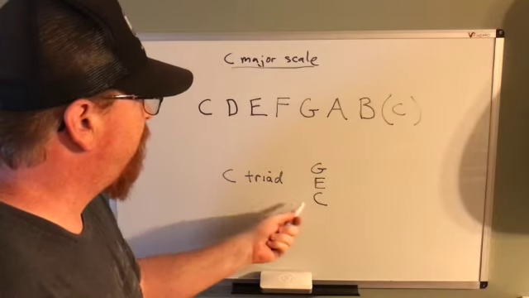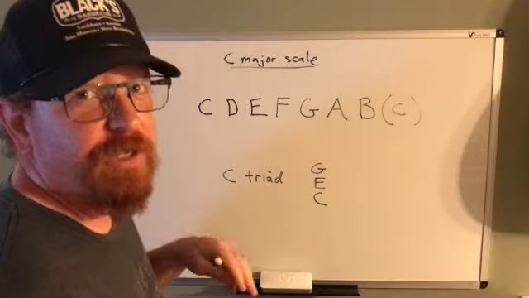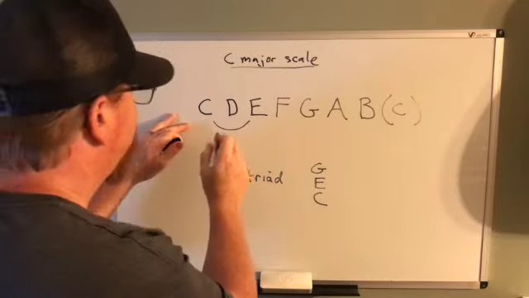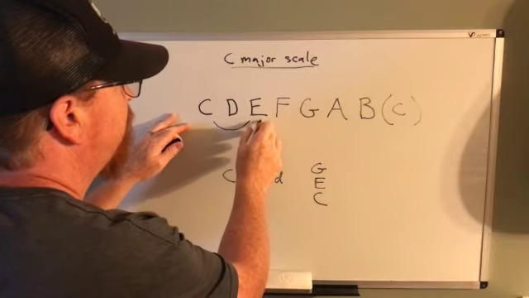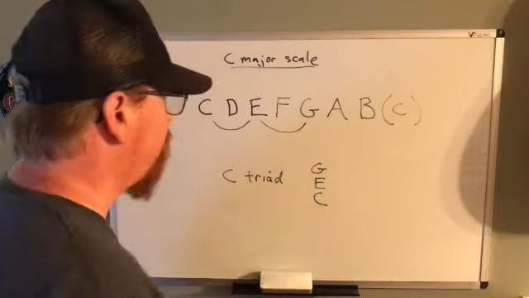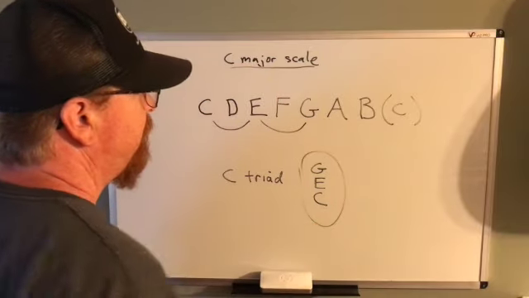And here is a C triad, right? The way you get triads out of that scale is you skip every other note, right? Skip the D to get your E. Skip the F to get your G. And that gives you a triad. So here's your triad, C, E, and G.